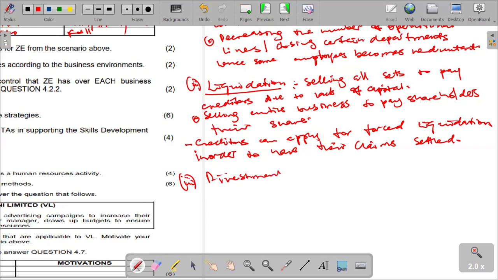Divestment. In this case, we are saying disposing or selling some assets which are no longer profitable or productive.